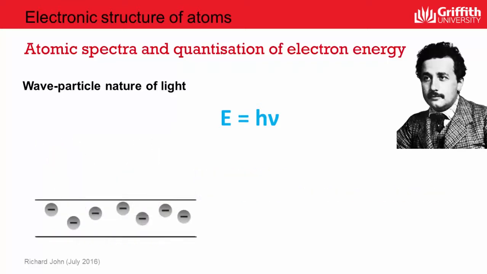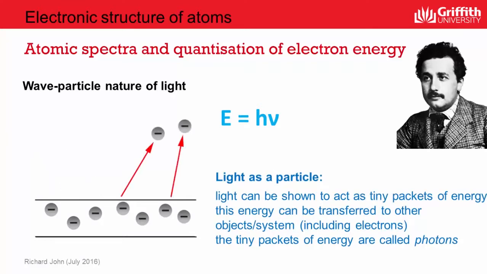Einstein's intuitive leap, which won him the Nobel Prize some years later, was to consider light to have particle-like properties, as well as having wave-like properties. It turns out that in some instances, like the occurrence of the photoelectric effect, the explanation is best derived using a particle description of light, acting as tiny little packets of energy, and the energy of these particles can be transferred to other objects or systems, such as electrons, to increase their energy.